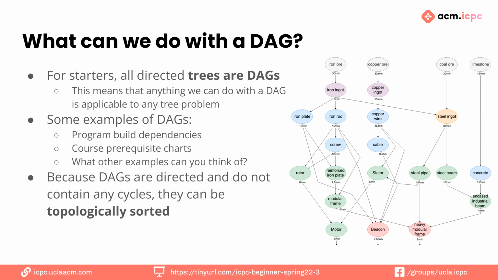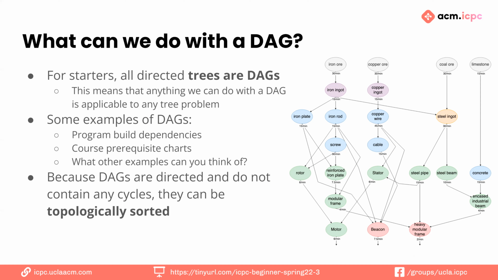So what can we do with the DAG? First of all, directed trees are DAGs because trees don't have cycles in them. So if they're directed, they would be directed acyclic graphs. Some real life examples of DAGs are program build dependencies. If you've ever dealt with make or CMake, you probably know what that is. And course prerequisite charts are also DAGs because you can't have a cyclic prerequisite, otherwise you won't be able to graduate. You'd have to do, I don't know, CS33 before CS32, but you have to do CS32 before CS33. Yikes.